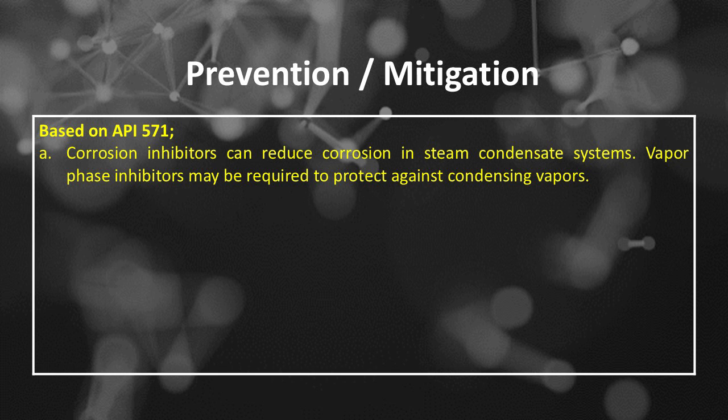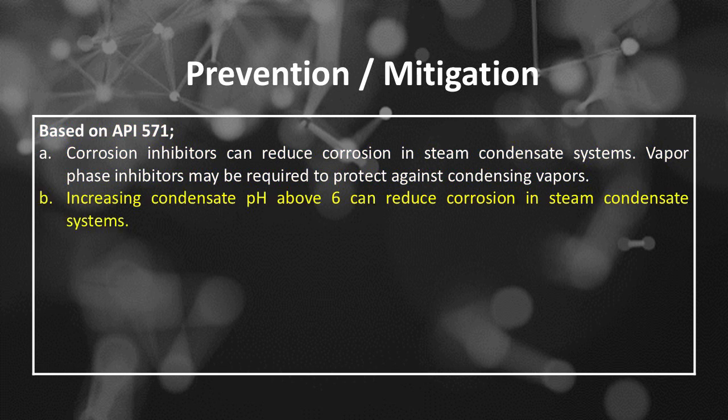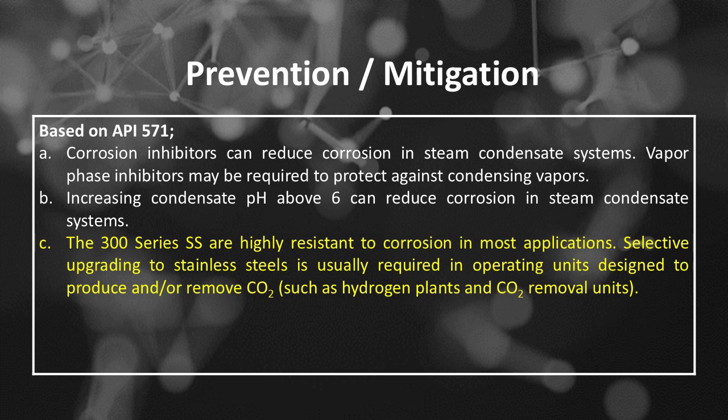Vapor phase inhibitors may be required to protect against condensing vapors. Number B. Increasing condensate pH above 6 can reduce corrosion in steam condensate systems. Number C. The 300 series SS are highly resistant to corrosion in most applications. Selective upgrading to stainless steels is usually required in operating units designed to produce and/or remove CO2, such as hydrogen plants and CO2 removal units.